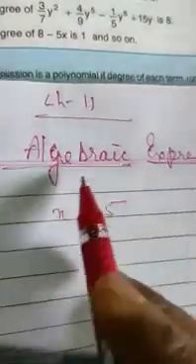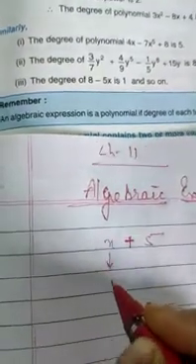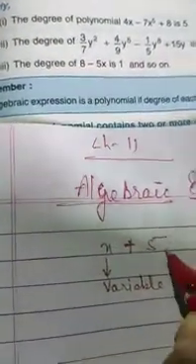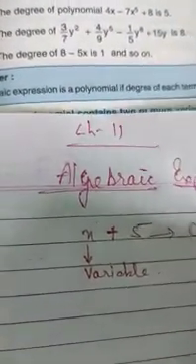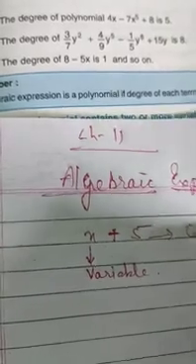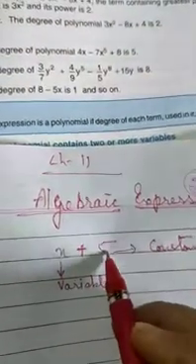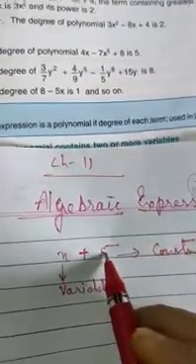Any literal x, y, z, anything we can write. Suppose I have written x plus 5. So x is a literal. This is called a variable, and this is called the constant term. Constant term, as I already told you, has a fixed value. It will not change further. 5 will be 5 only.